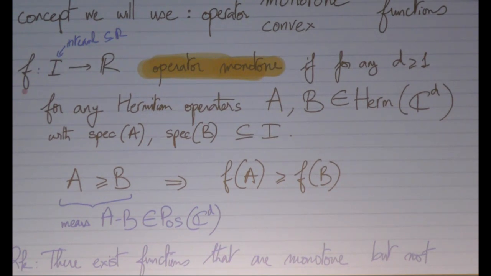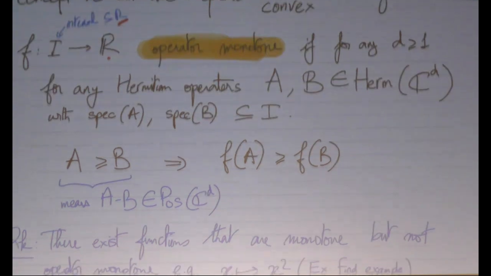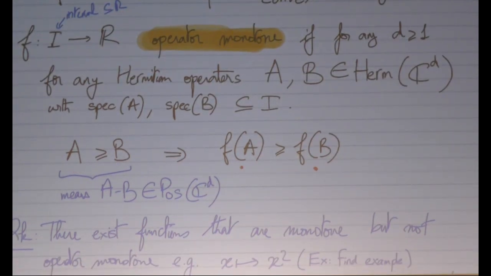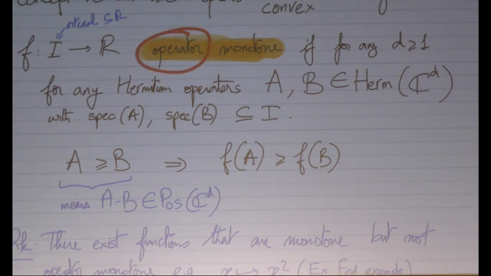As you know, a function f from some interval of R to R is said to be monotone if when I take A bigger than B, then f of A is bigger than f of B. Now I say that it's operator monotone if this holds not only if I plug in scalars, but if I plug in operators. So I take any dimension d, and any Hermitian operators A and B whose spectrum is included in I, where this function is defined. Then I require that if A is bigger than B, and this is now a partial order, meaning A minus B is a positive operator, then f of A is bigger, again in this positive semi-definite sense, than f of B.